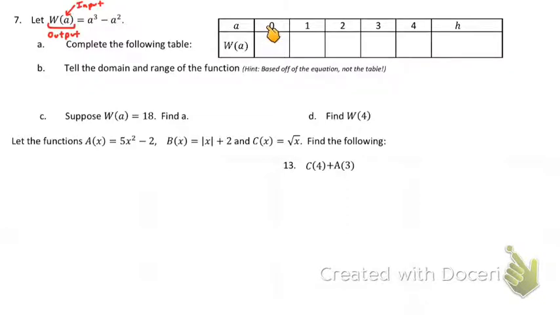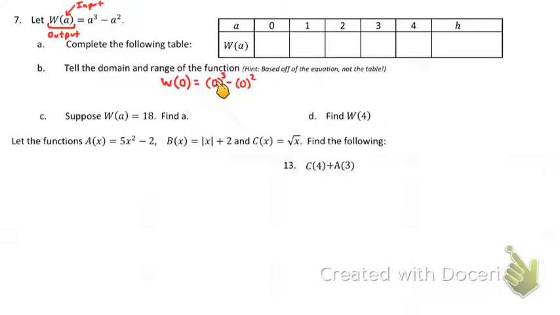So let's do the first one. What we're going to do is take our first input and plug it in for A. Okay, so we'll do the work right here. So we have W. We are inputting into the function W. We are inputting 0. And so anytime I see A, I'm going to plug in 0. So it's going to be 0 to the third minus 0 to the second. Okay? And now we're just going to do this math.